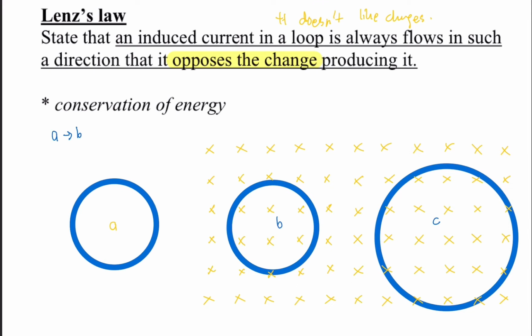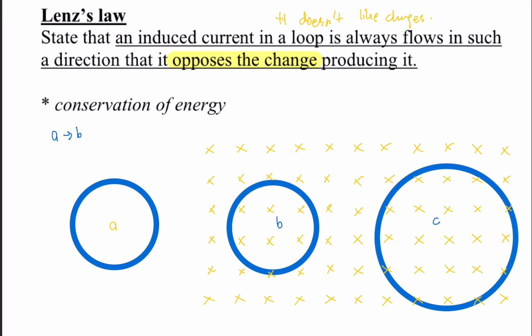Dekat A tak ada magnetic field, tapi bila masuk B, let's count how many magnetic field lines here. 1, 2, 3, 4, 5 and 6. Means that magnetic field daripada tak ada kepada ada. Daripada kosong kepada 6. Means that there's an increase in magnetic field. According to Lenz's law, they will produce induced current that flows in a direction that opposes the changes. What are the changes? The presence of magnetic field.